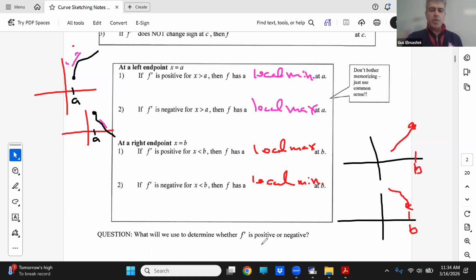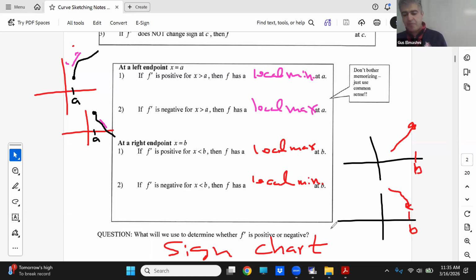So what will we use to determine whether f prime is positive or negative? Sign chart. So this is how we're using the derivative to help us. So now we actually get to do some really cool stuff. Curve sketching. So questions so far? No?